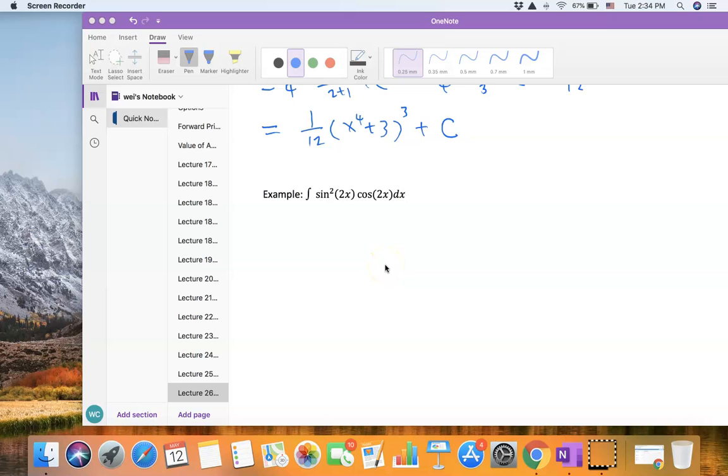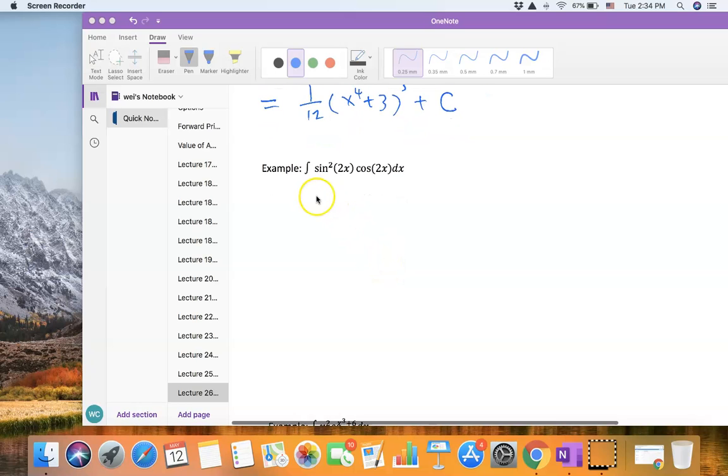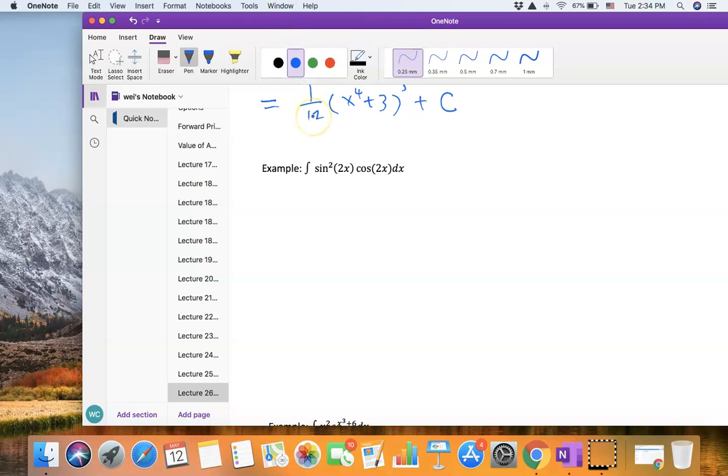Okay, let's see some other examples. Here we have the integral of sine squared of 2x times cosine of 2x. So to use substitution, first we want to determine the u. Because sine squared of 2x, this is sine of 2x squared.